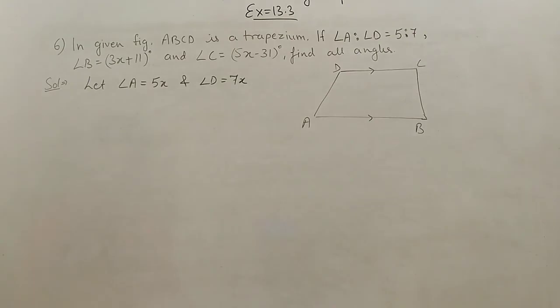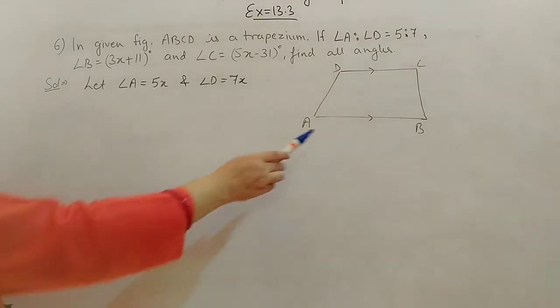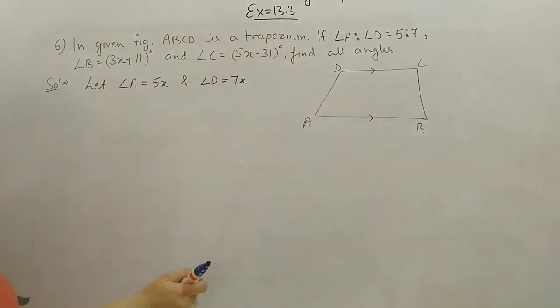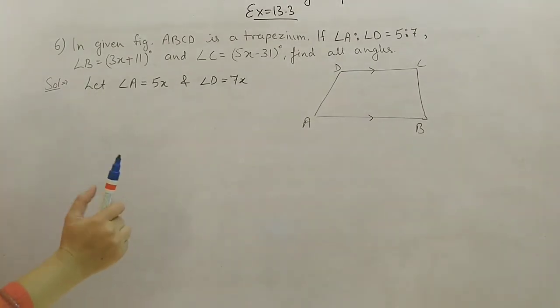Next, question number 6. In the given figure ABCD is a trapezium. If angle A to angle D is 5:7, angle B is 3x plus 11 and C is 5x minus 31. Find the angles of the quadrilateral. So here the quadrilateral is given in this figure and AB is parallel to CD. It means these two angles are co-interior. A and D are co-interior and B and C are co-interior.